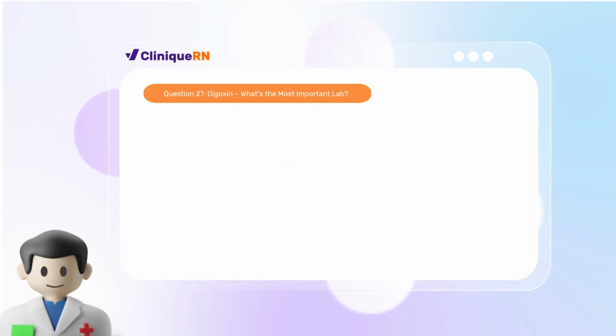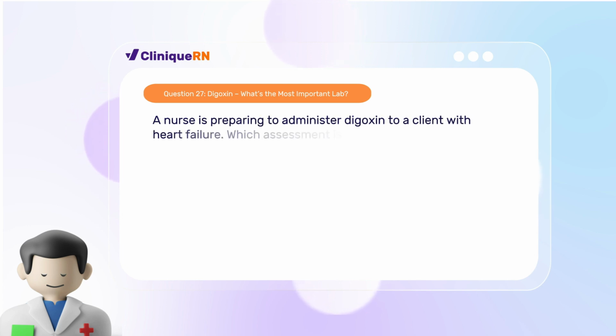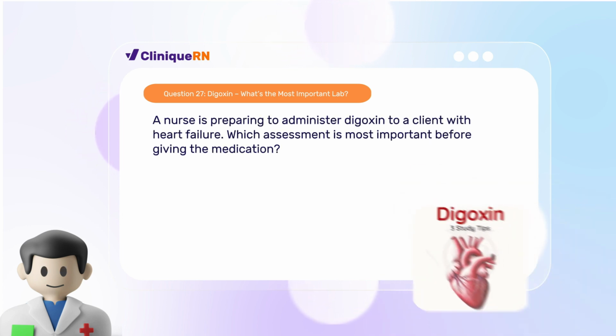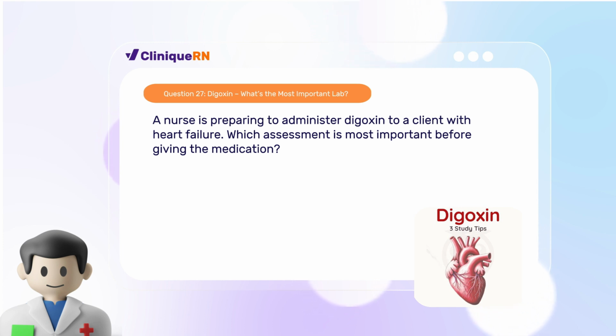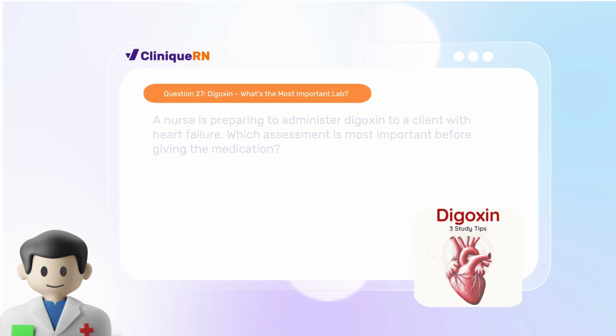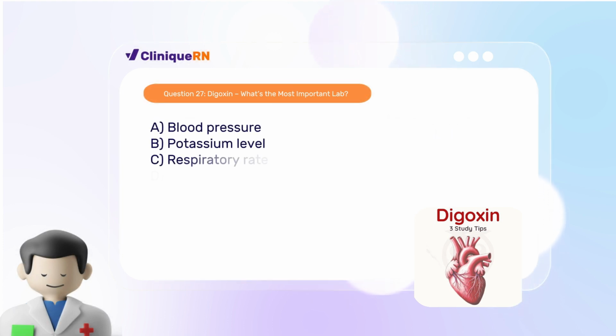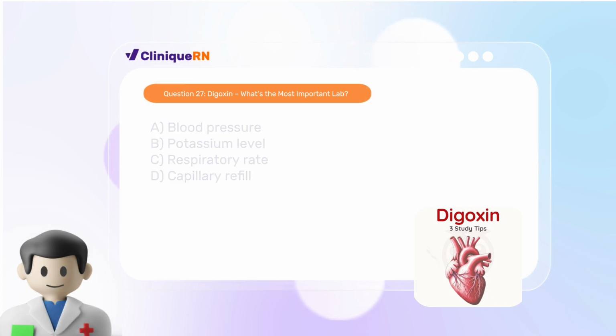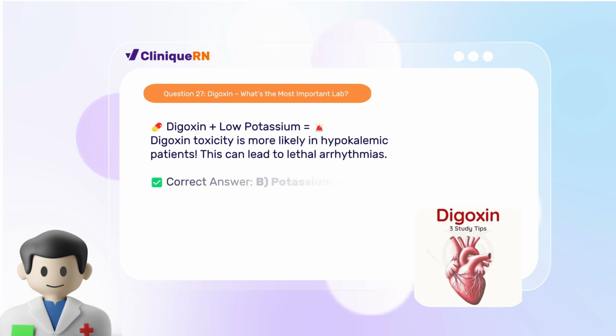Question 27. Digoxin. What's the most important lab? A nurse is preparing to administer digoxin to a client with heart failure. Which assessment is most important before giving the medication? A. Blood pressure. B. Potassium level. C. Respiratory rate. D. Capillary refill. Digoxin plus low potassium equals digoxin toxicity is more likely. This can lead to lethal arrhythmias.